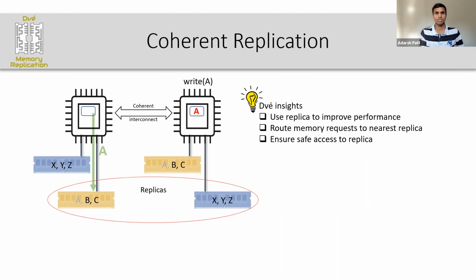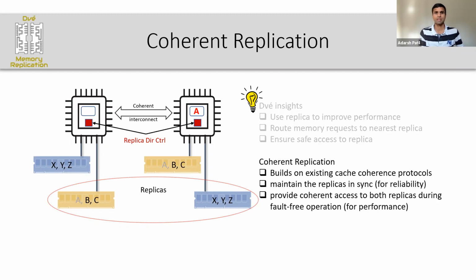But DWAY must also ensure safe access to the replica DRAM data. For example, if cache line A is held in dirty state in socket 2's on-chip caches, then access to the replica memory should not be permitted. This is to enforce the SWMR invariant of coherence, that is, single writer, multiple readers. For this, DWAY introduces a replica directory, which holds metadata to permit memory access if and only if the replica data is up to date.